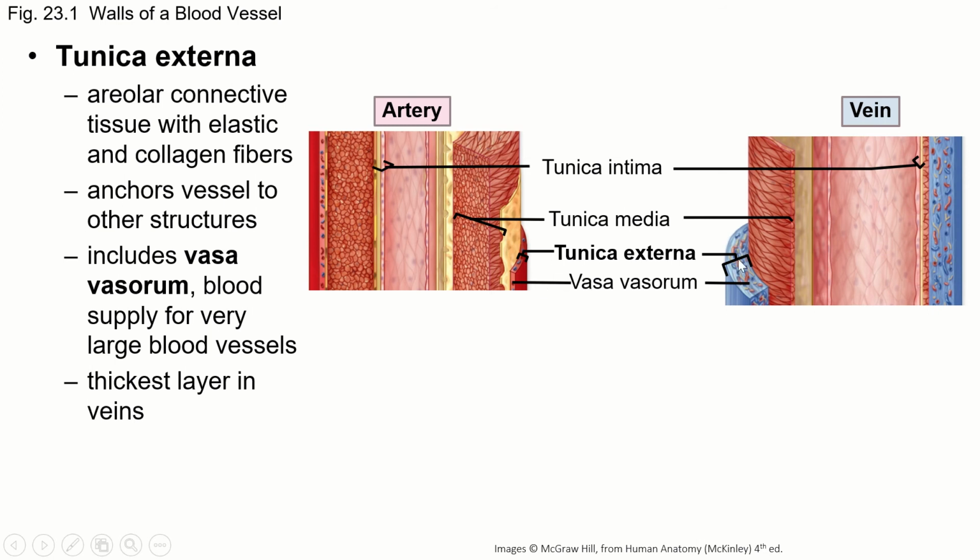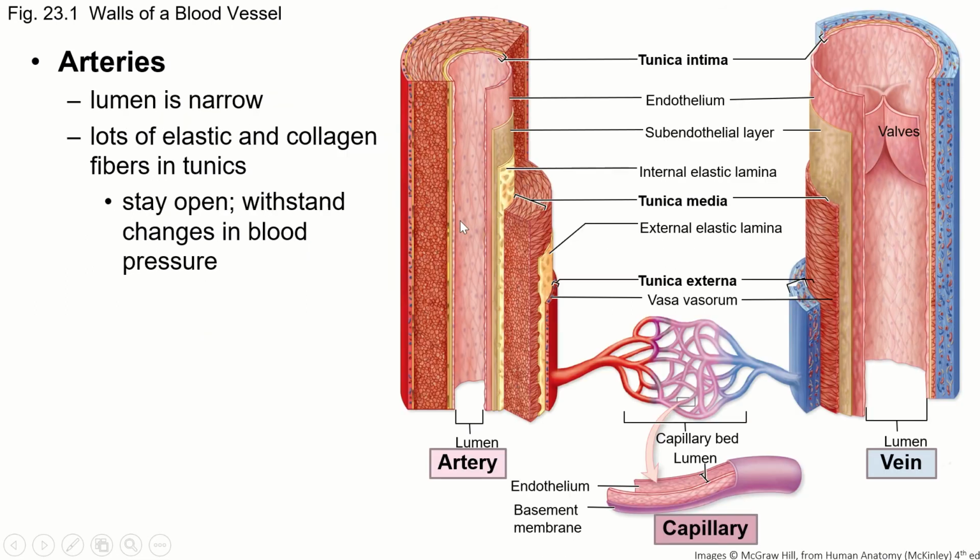In the veins, the Vasa Vasorum is going to be the thickest layer. Okay, and you can see all those little blood vessels in there. So this is carrying blood, and then it also has its own blood supply. Now, the difference between arteries and veins: in arteries, the lumen is narrower. The lumen of veins is larger.